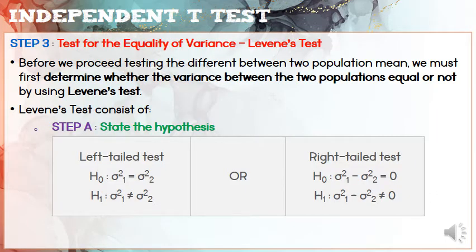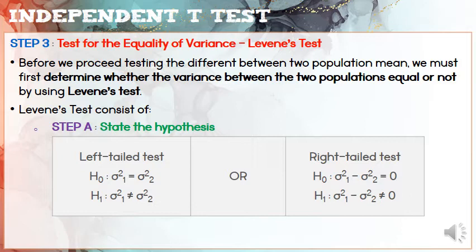Next step. Okay, so this is an additional step for independent t-test. Before this, when we do hypothesis testing for single mean, there is no test for equality of variance. But since we are doing independent t-tests, comparing means between two groups, then we have to check for the equality of variance by using Levene test.